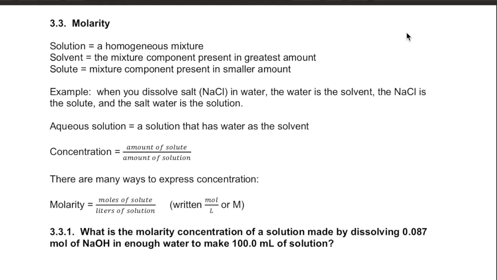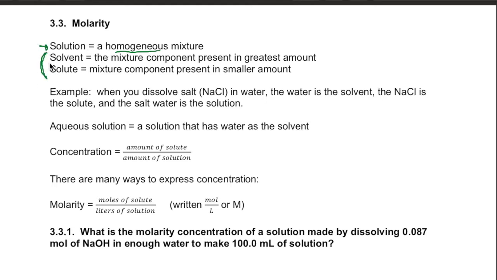The next two sections of the chapter, section 3.3 and 3.4, have to do with calculating and using solution concentrations. So as a quick review, a solution is a mixture. It is specifically a homogeneous mixture. If you put something in water and it does not dissolve, then you do not have a solution. You have a mixture or a slurry or something else.